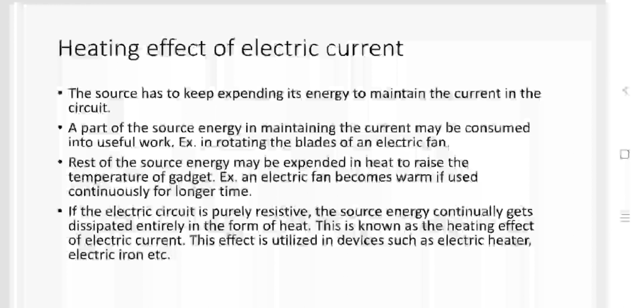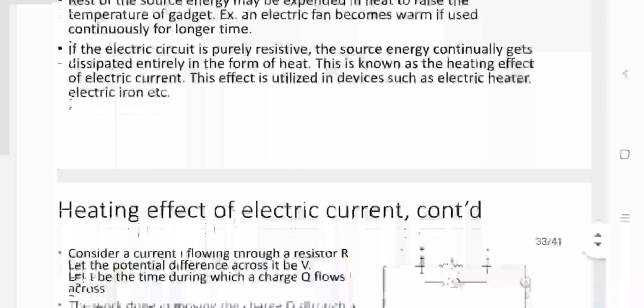If the electric circuit is purely resistive, the source energy continuously gets dissipated entirely in the form of heat. This is known as the heating effect of electric current. This effect is utilized in devices such as electric heater or electric iron. We are using this principle for some of the gadgets.